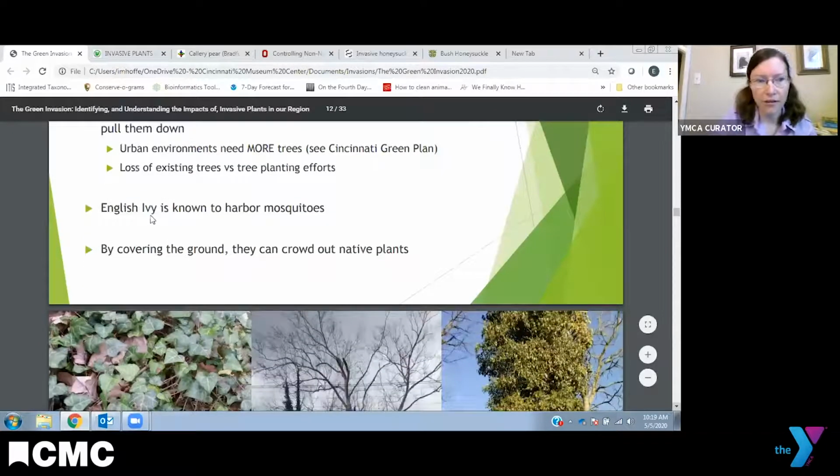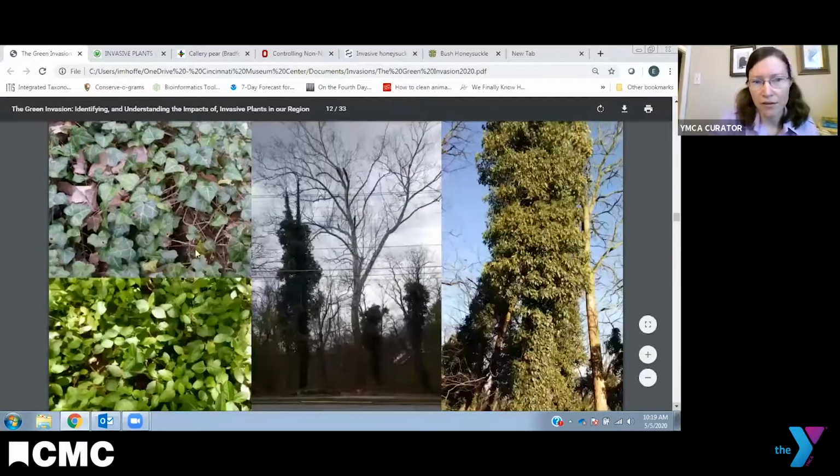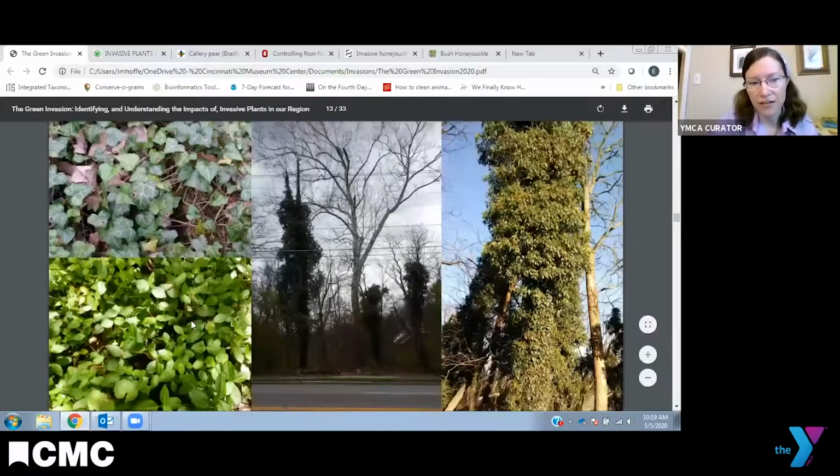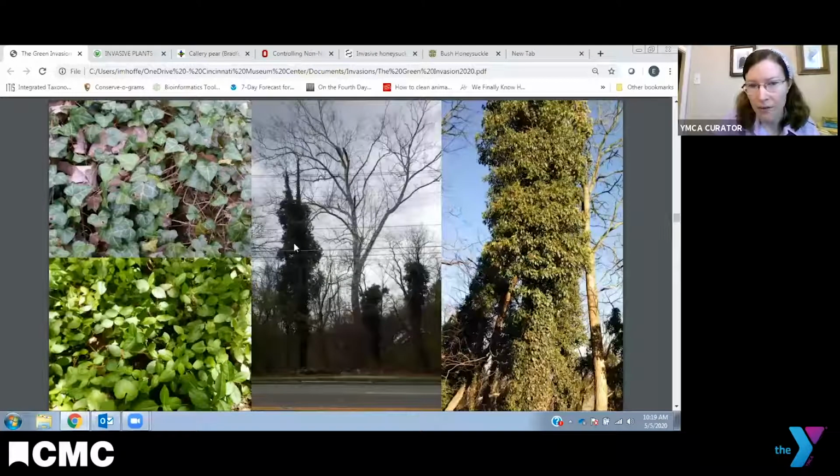So here it is on the left. It's on the ground where it should be, so it's not reproducing there. It's just kind of chilling out, smothering wildflowers. And then here we have some trees that are covered with English ivy. So you can see this is a pretty small tree. It's definitely at risk of being harmed by this ivy on it, and this one as well.